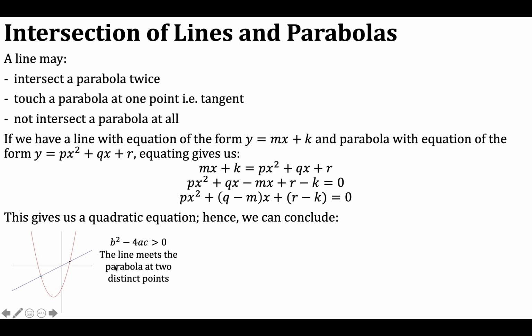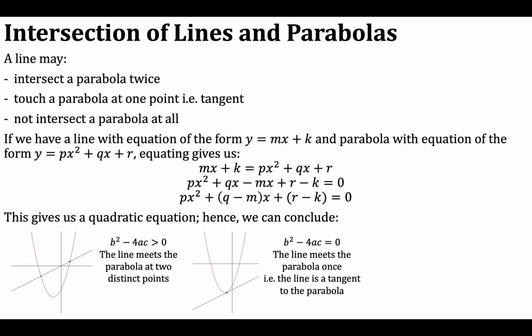So if the discriminant is greater than 0, it means the line meets the parabola at two distinct points. If the discriminant is equal to 0, then it means that the line meets the parabola once, i.e. the line is a tangent to the parabola. And finally, if b squared minus 4ac, the discriminant, is less than 0, then it means that the line does not meet the parabola at all.